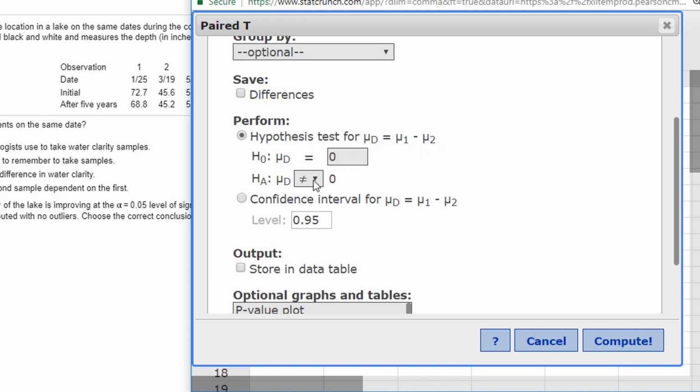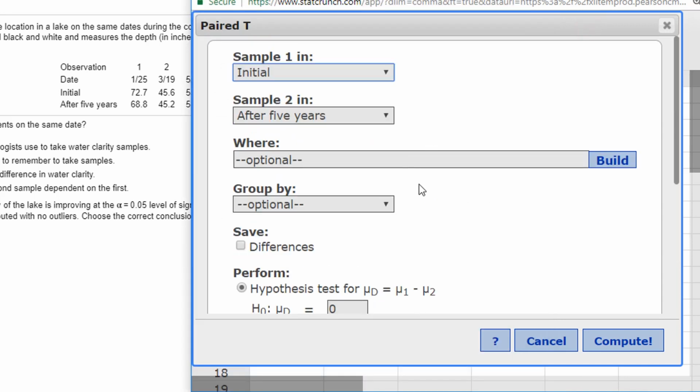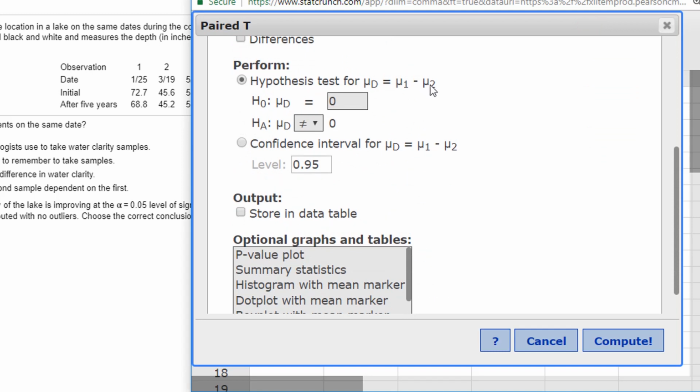Now, okay, we have to be very clear about this. We're testing whether the clarity has improved. That's what we're asking. It says, does the evidence suggest that clarity in the lake is improving? Now, improving would mean that the second mean is greater than the first mean, because this is how deep you go until you can't see the little sinker thing anymore. So if the second mean is greater than the first mean, that means I should have a less than sign here. Less than.